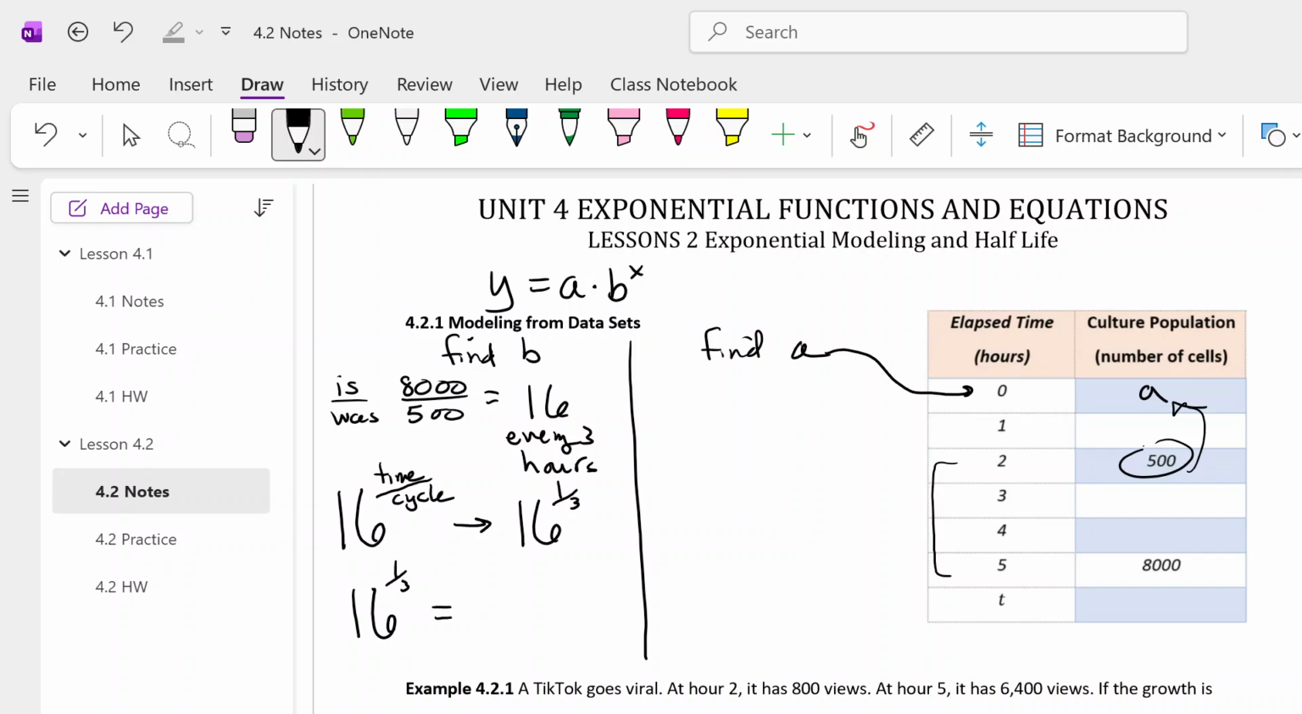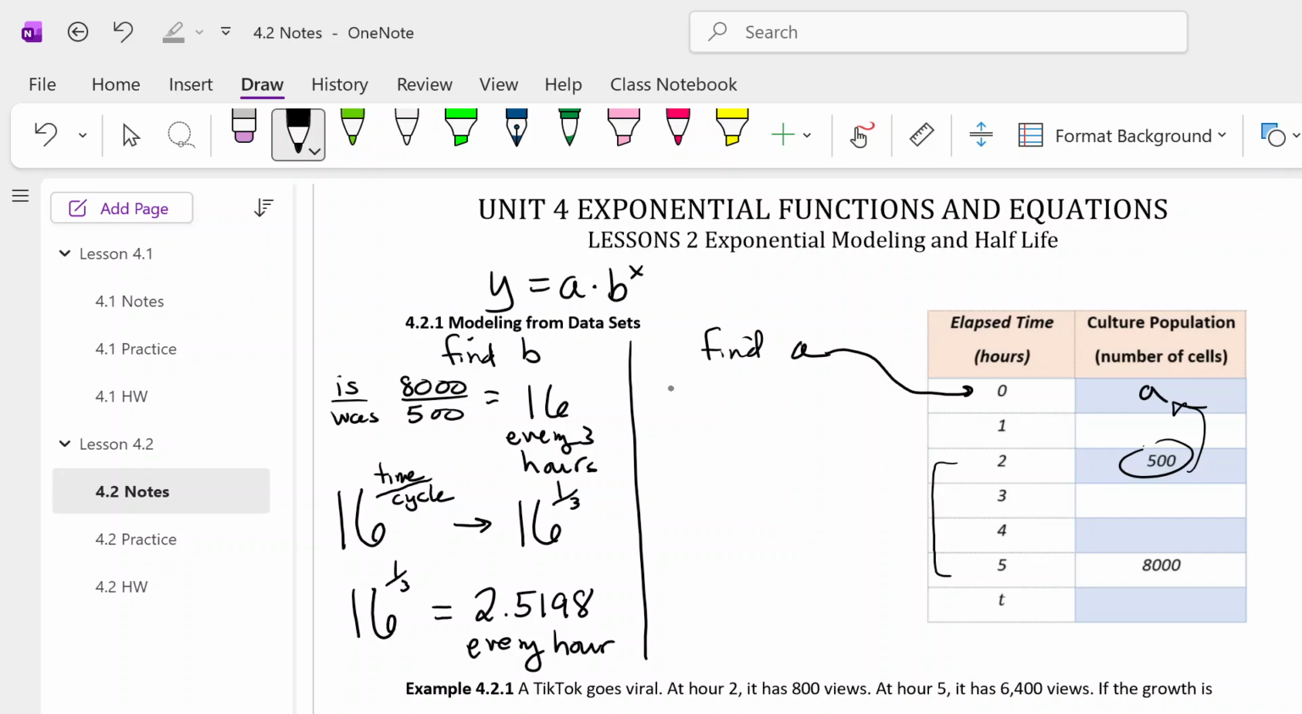So we're going to punch this in a calculator. We're going to do 16 raised to the 1/3 power. And we get 2.5198. I know I'm going to a few decimals, but the more decimals we go, the more precise and exact our answer will be. Okay, so that means every hour we more than double. We almost do like 2.5 times as much every hour. So now we're going to use this to go find A.